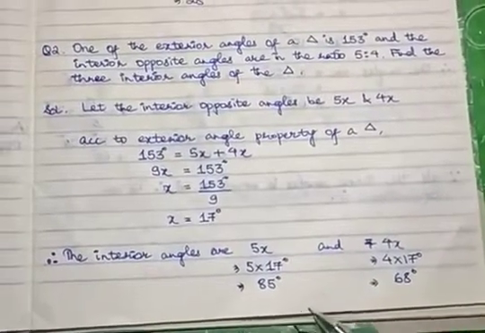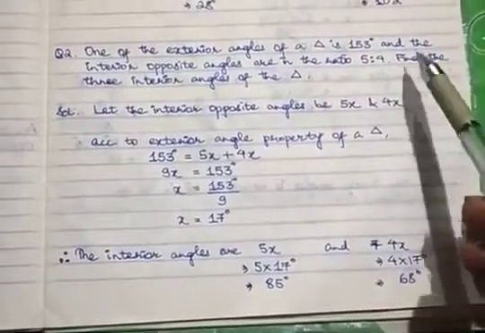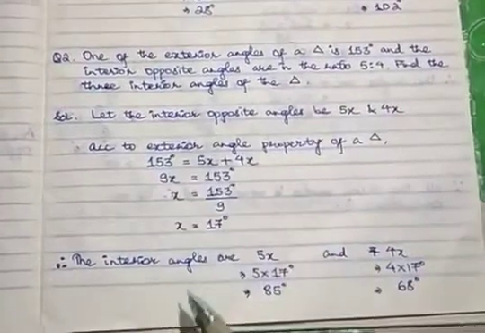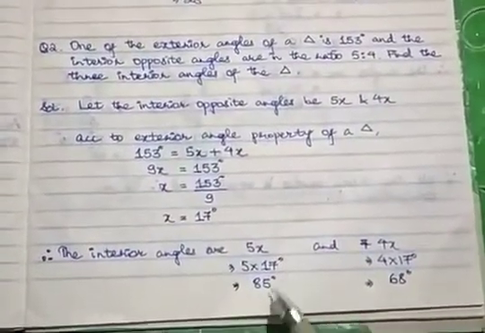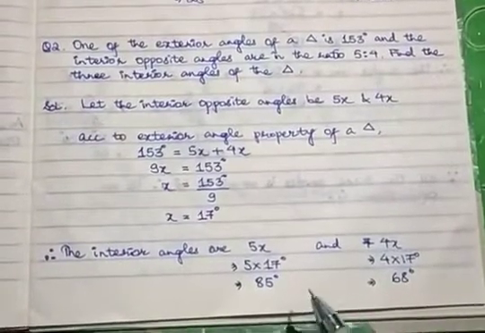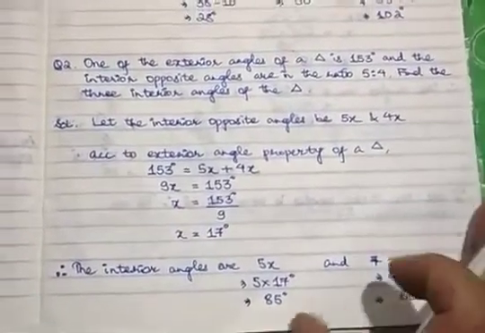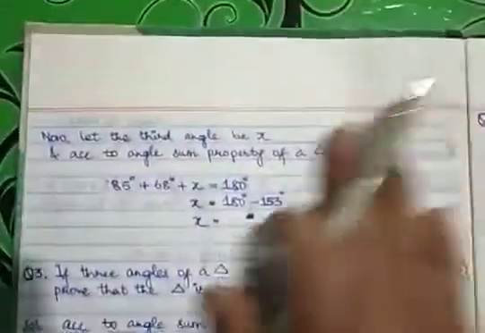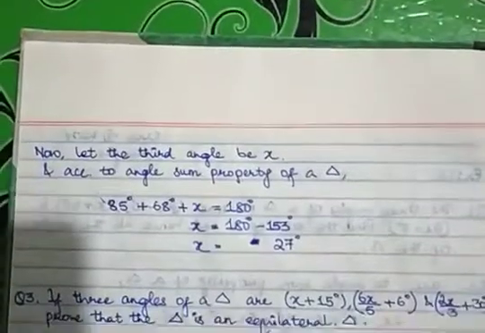Now see, we are not finished here. Why? Because we need to find all the 3 interior angles. So we got 2 interior angles, and now one more is left, isn't it? Now how do we find that? With 2 interior angles given and 1 left, simply by using the angle sum property of a triangle, isn't it?